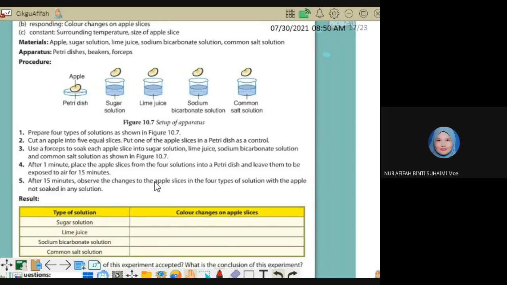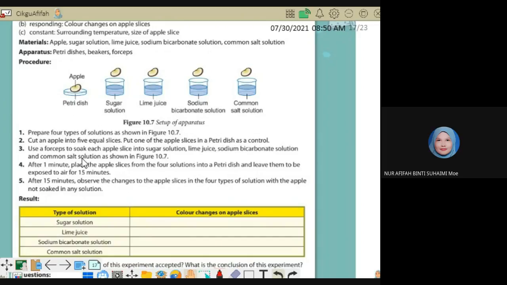Kalau ada repeat, kita repeat. Okay, prepare for type of solution action. Ini tak penting sangat. Number 2, cut an apple into 5 equal slice. So this one is the constant variable. 5 equal slice. Maksudnya the slice for each apple are same size. That is constant variable. Put one of the apple slice in a petri dish as a control.